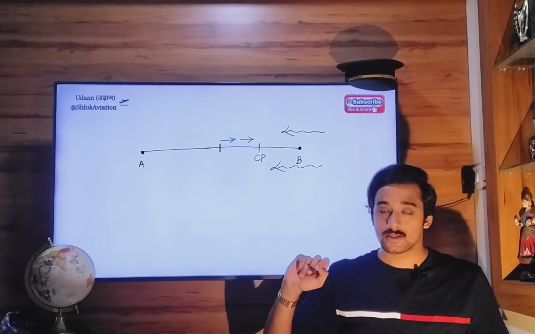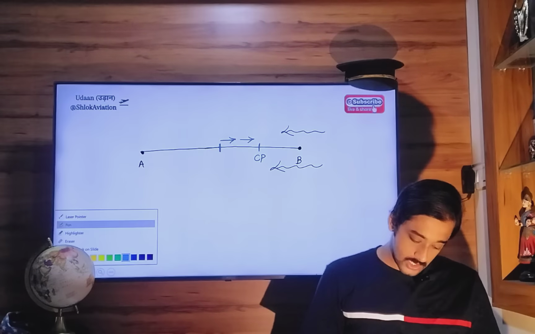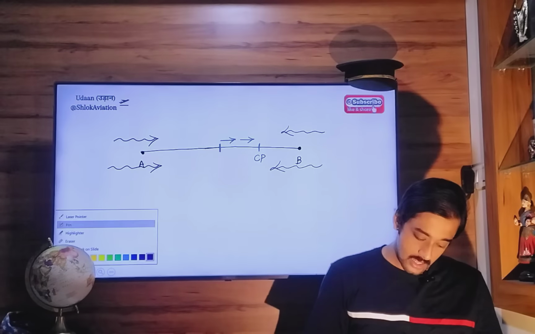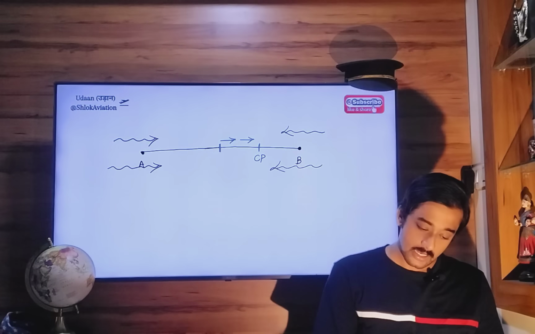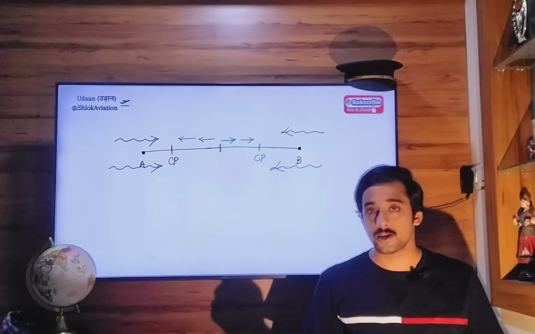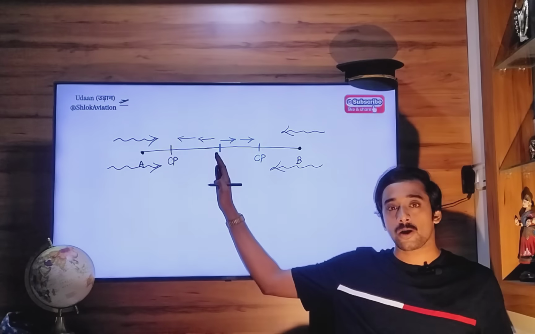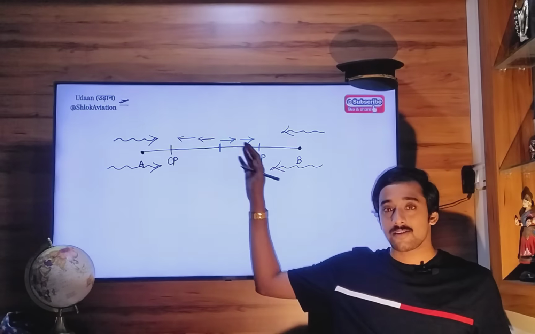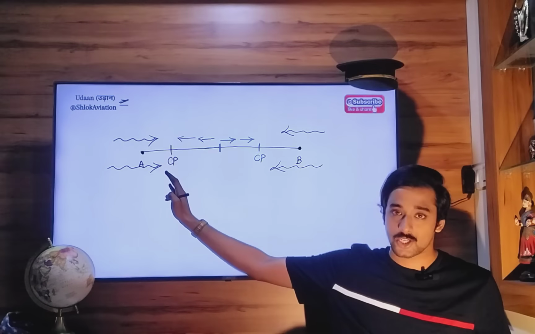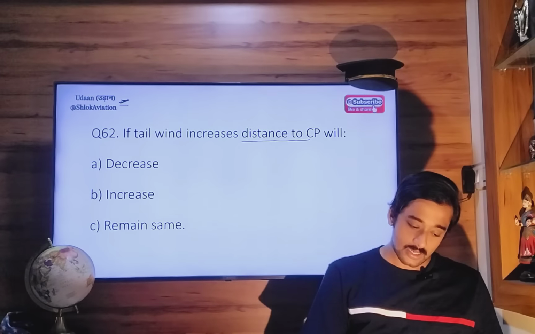If the direction of this wind shifts and it becomes a tailwind now, what will happen to the critical point? The critical point will move again into the wind. So the new position of the critical point will be somewhere here near the departure aerodrome. If wind is blowing from this direction, the critical point will tend to move into the wind. In this case, the tailwind increases.